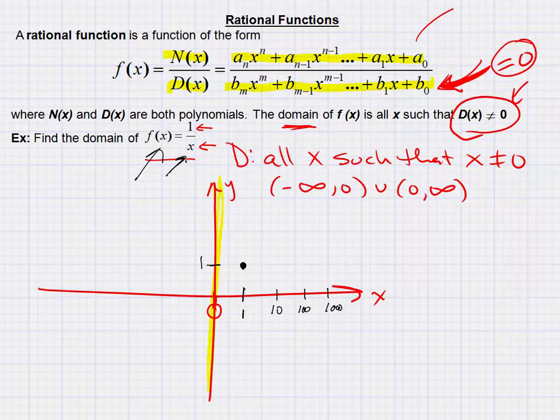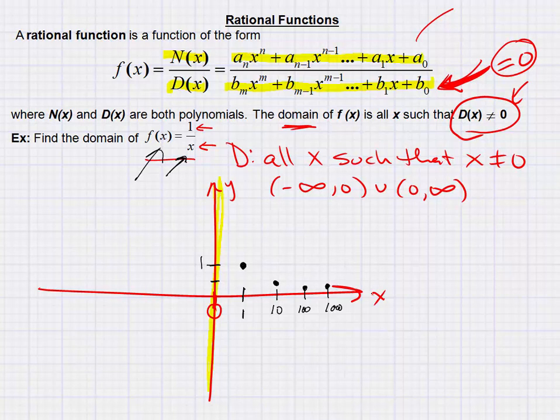Well, I'm going to plug them in here for x, and I'm going to get 1 over 10, which is a fairly small number, right? The y value is 1 over 10. If I plug in 100, I get 1 over 100, even smaller. 1 over 1,000 is going to be this one. So my y values are getting smaller and smaller and smaller.